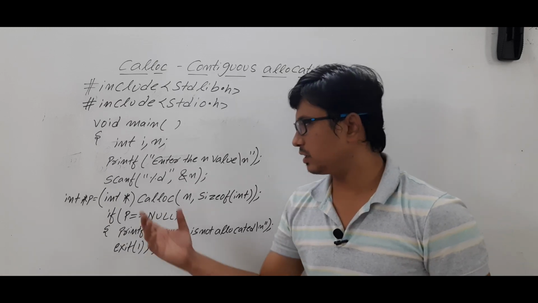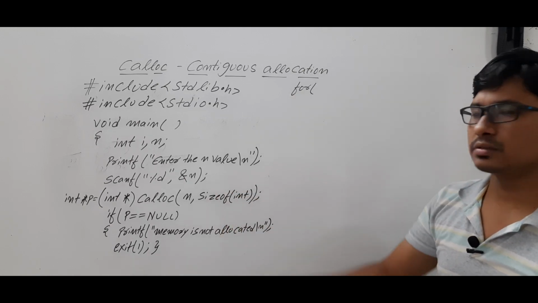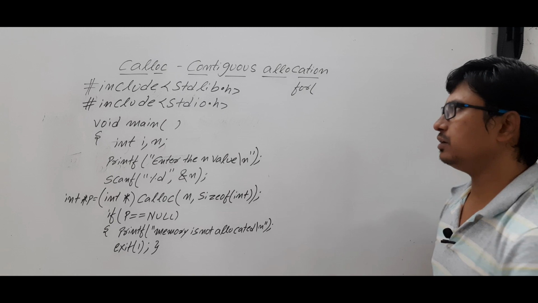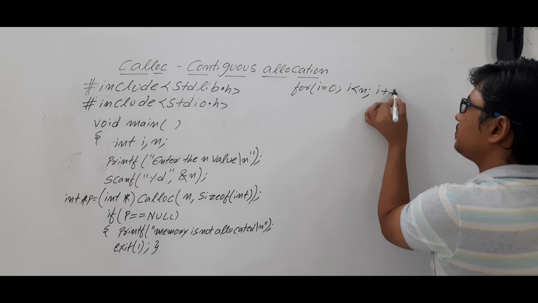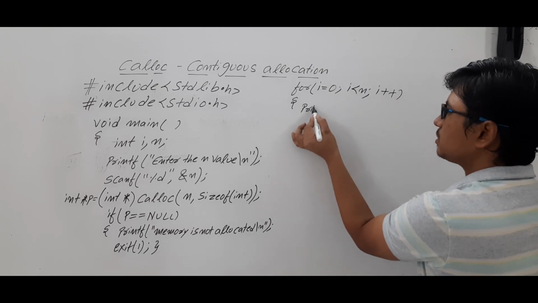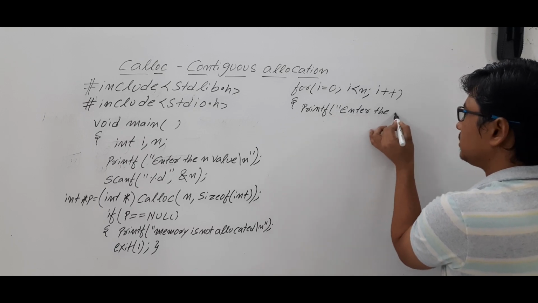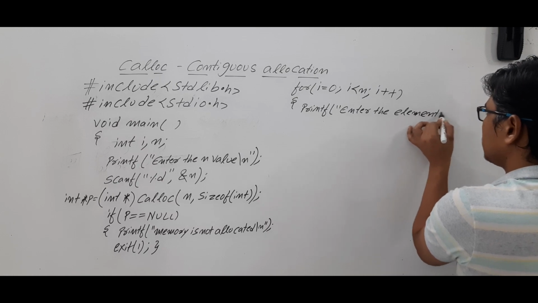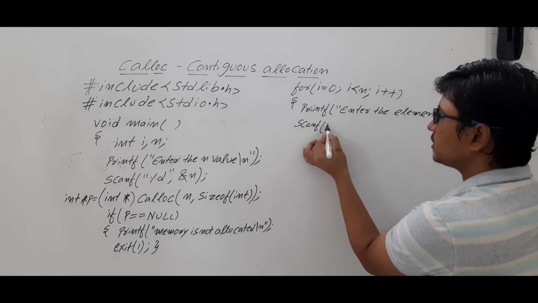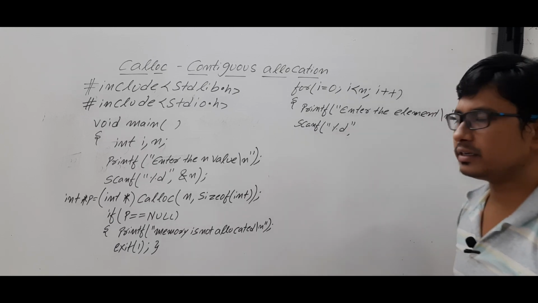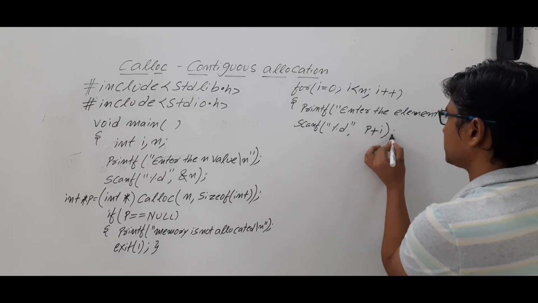If it is not null, then you have to store some elements in those locations, because by default they will have the value 0. So for i equal to 0, i less than n, i plus plus, I will ask the user to enter the element. Once the user has entered it, it is my duty to store it in the address location. As the user is entering an integer, I am writing the format specifier as %d. I need to store in the address, so I am writing p plus i.